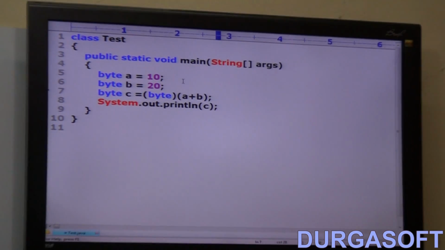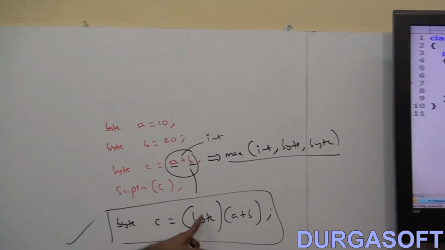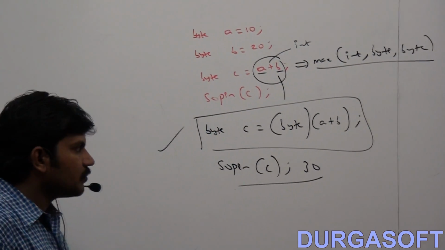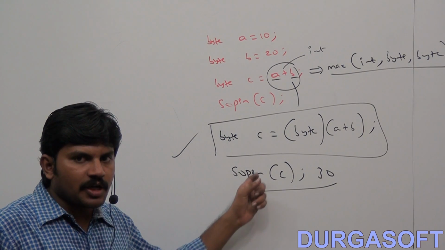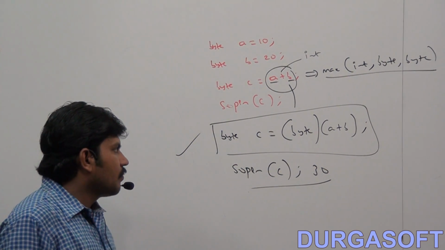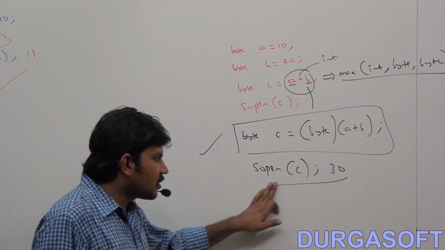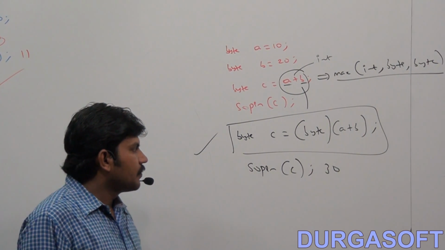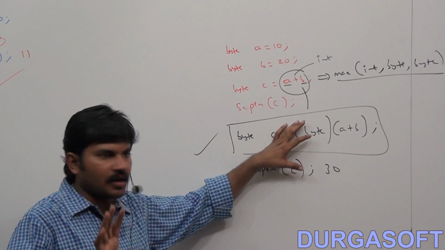Okay, add this point also. Byte C is equal to byte of A plus B, SOP of C. The answer we will get is 30, 30 itself, right? So example 1 is clear for all of you, right?